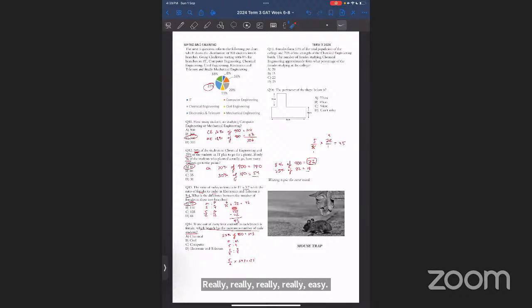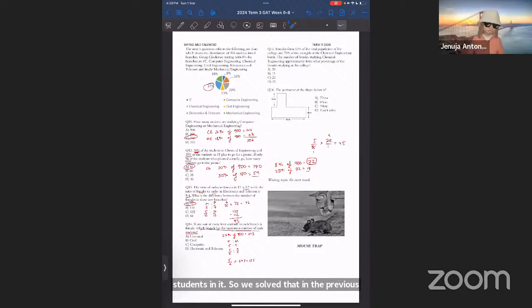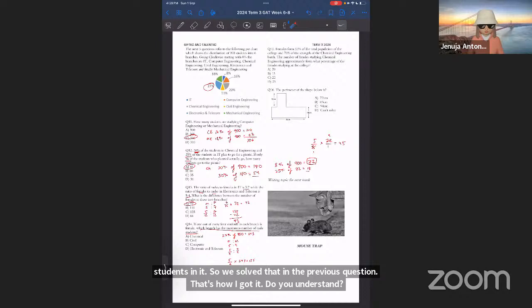Januja, where did I get 72 from? 72 is the number of students in IT. So we solved that in the previous question. That's how I got it. Do you understand? Yeah. All right.